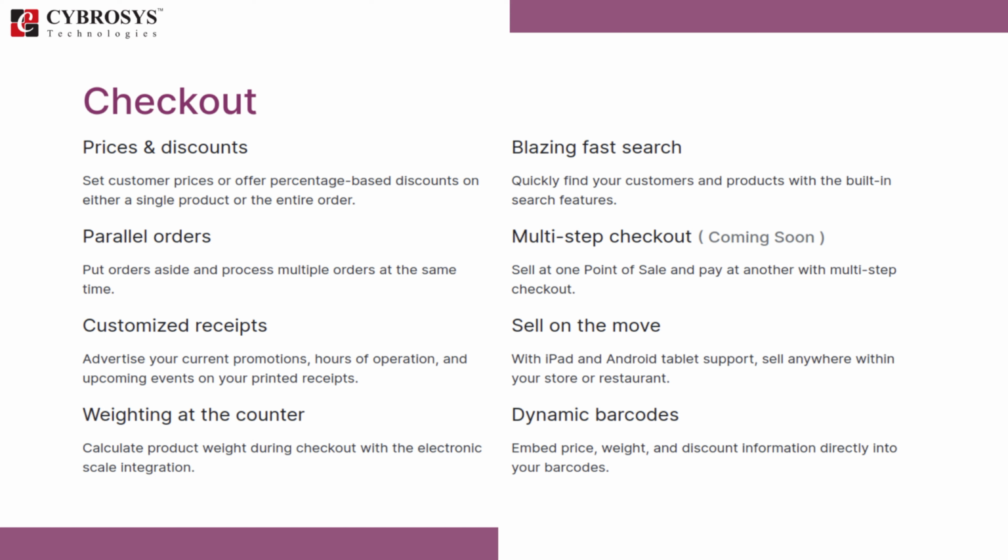And using the weighing machine at the checkout counter, it is easily able to weigh the product, and the price, the weight, and the discount information are embedded directly into your barcode and you make the payment based on that. With iPad and Android tablet support, you can sell anywhere within your store or restaurant.